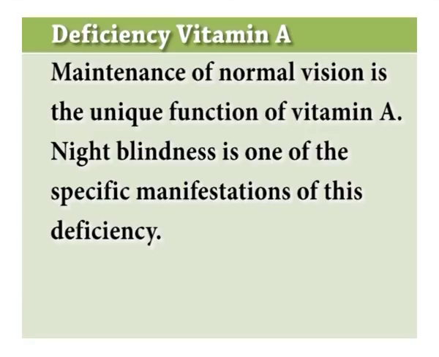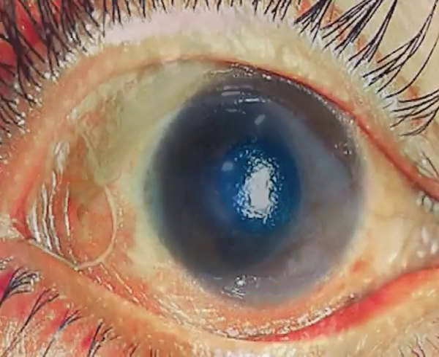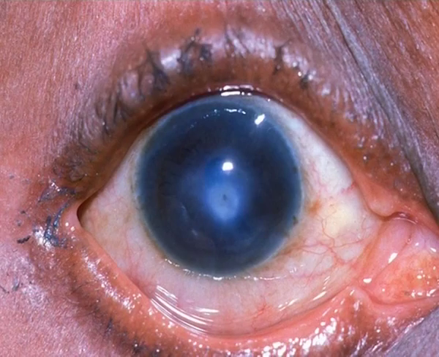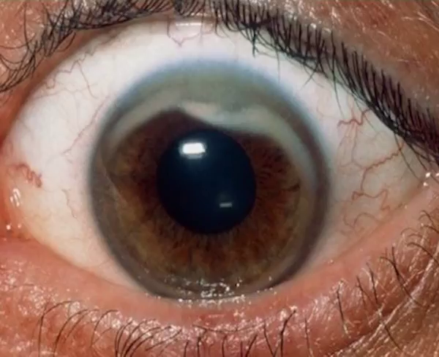Deficiency of vitamin A. Maintenance of normal vision is the unique function of vitamin A. Night blindness is one of the specific manifestations of this deficiency. Untreated cases would progress towards the development of Bitot's spots, corneal ulcerations, keratomalacia and development of corneal scar, and it is non-reversible.